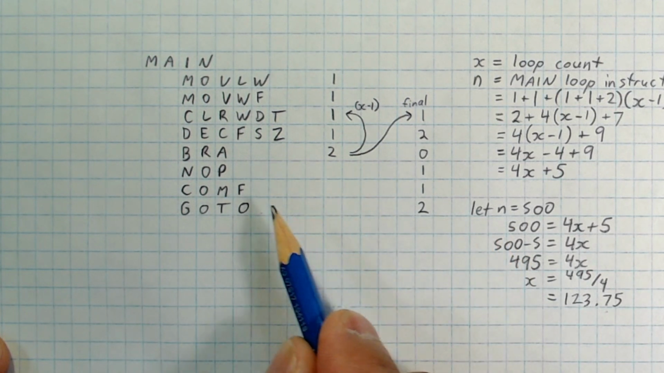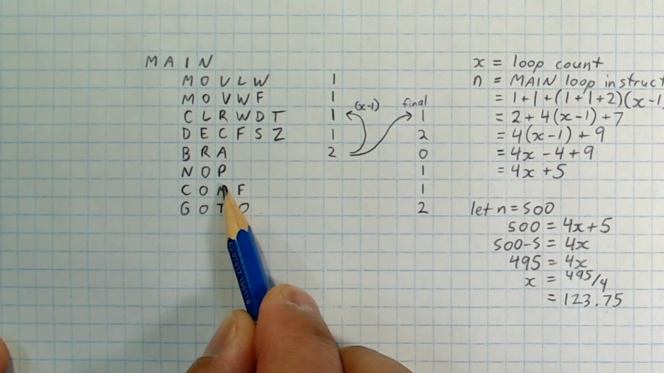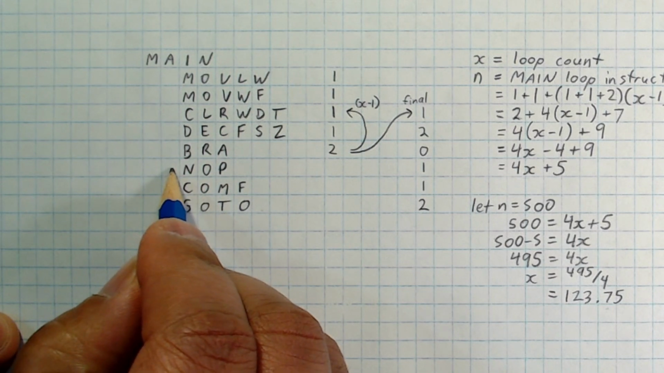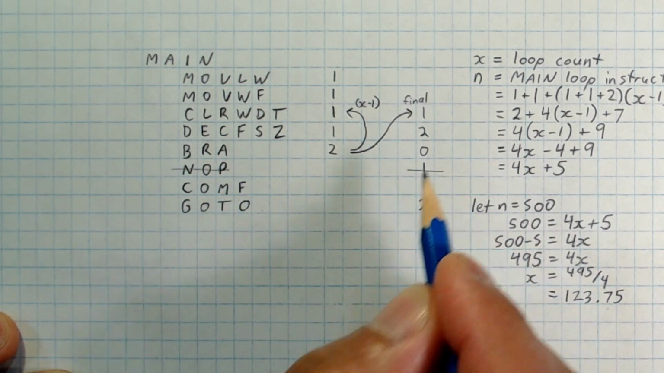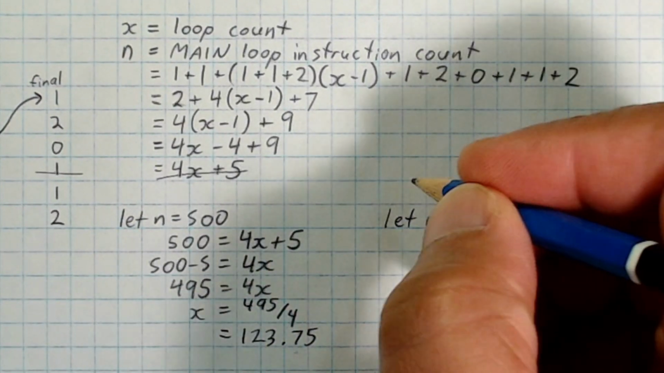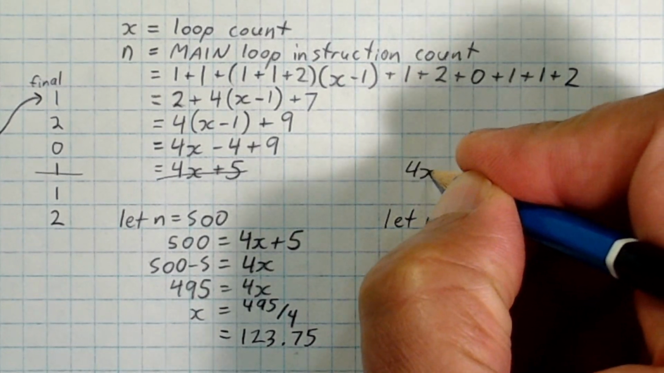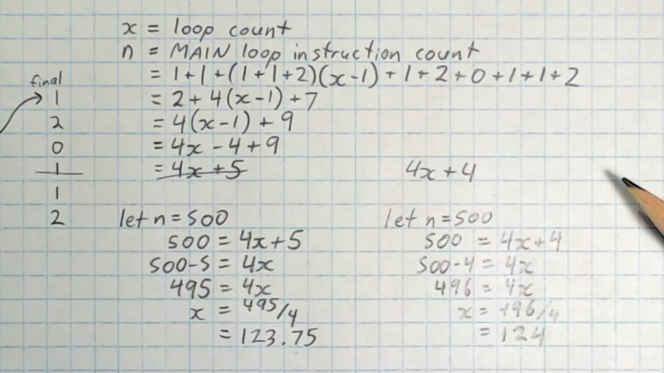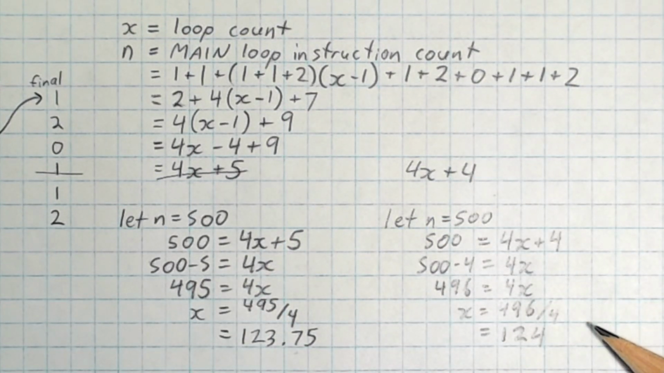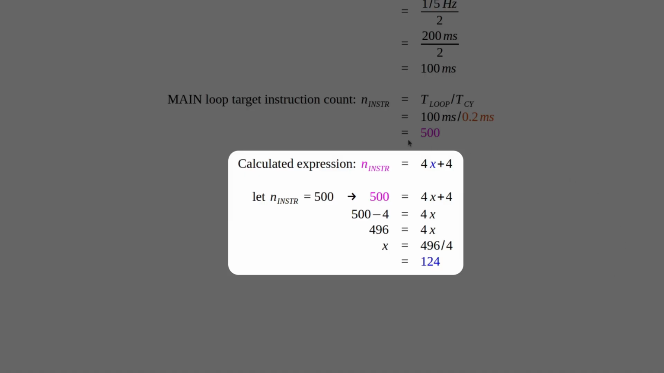So we could come in here and add 3 more NOPs, or we could remove the NOP that's there. And if we do that, our expression returns to 4x plus 4. Working through the target of 500 instructions, we end up with our result of 124, which I'm neatly displaying right over here. There's our expression, 4x plus 4, and solving for x, 124.